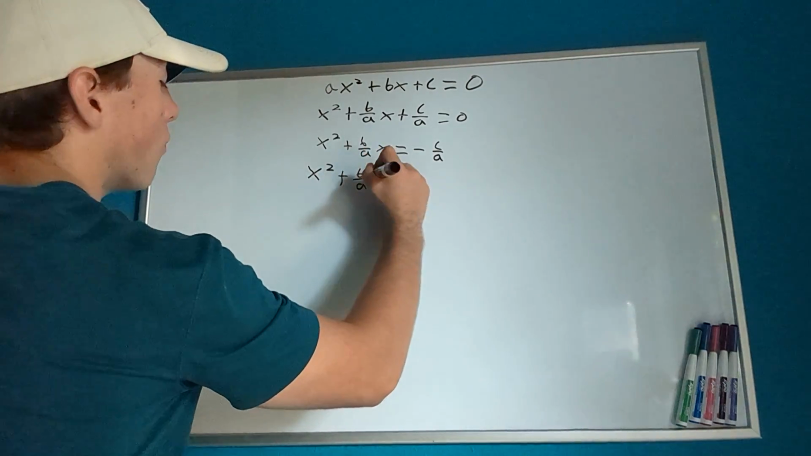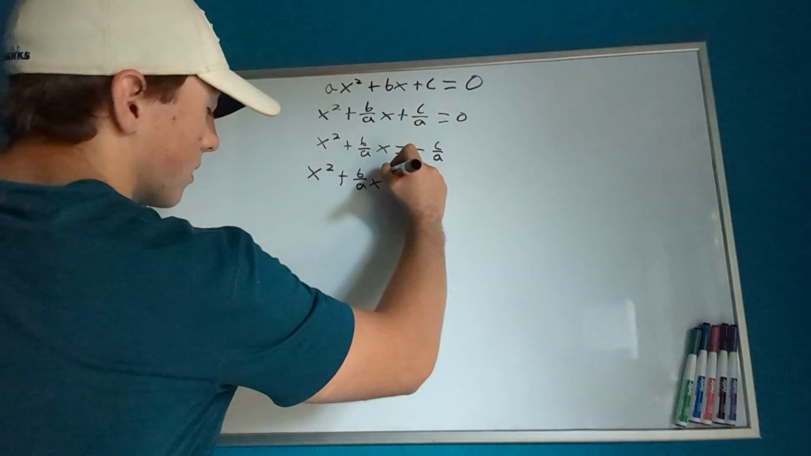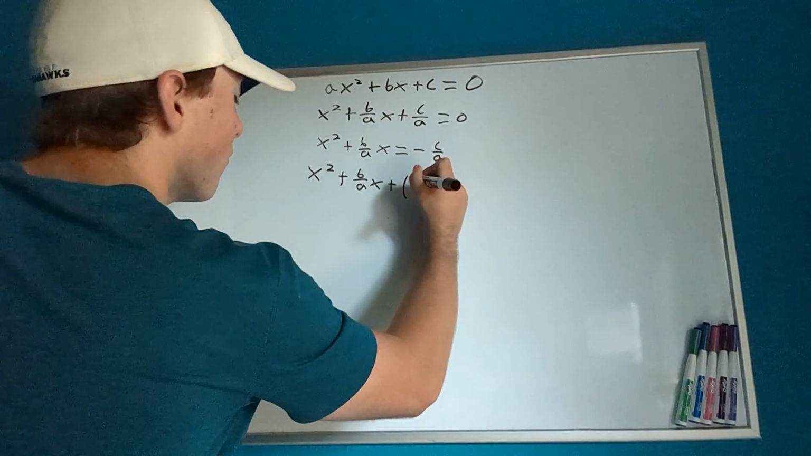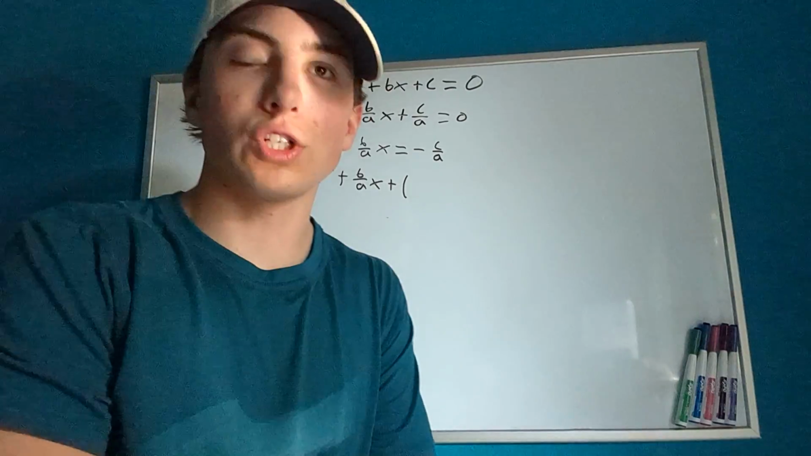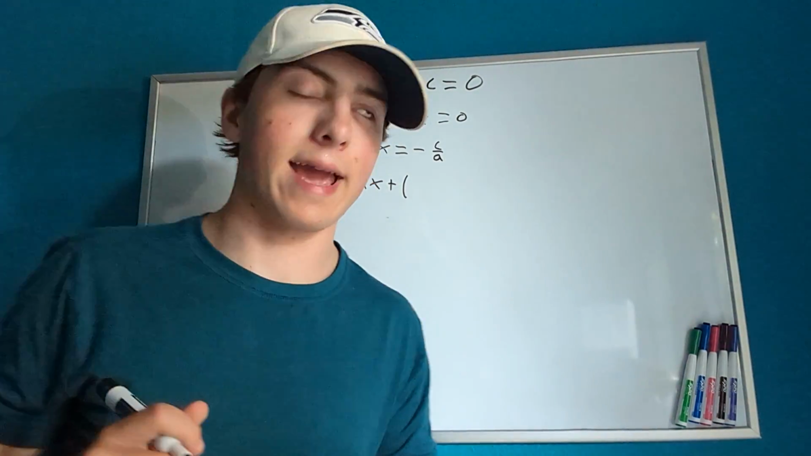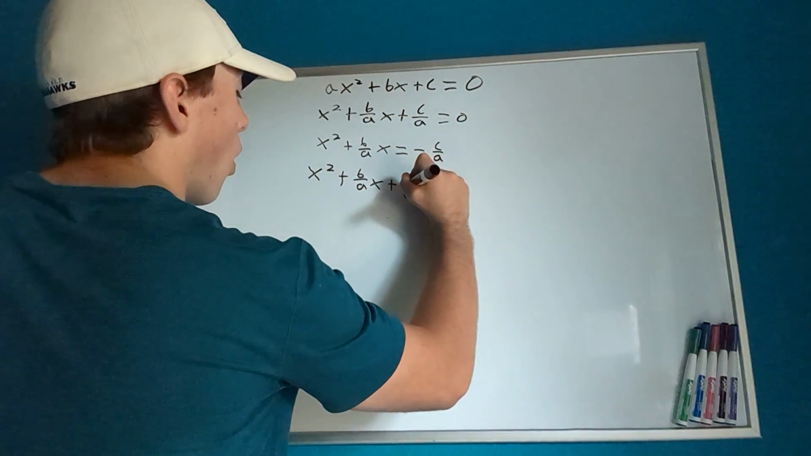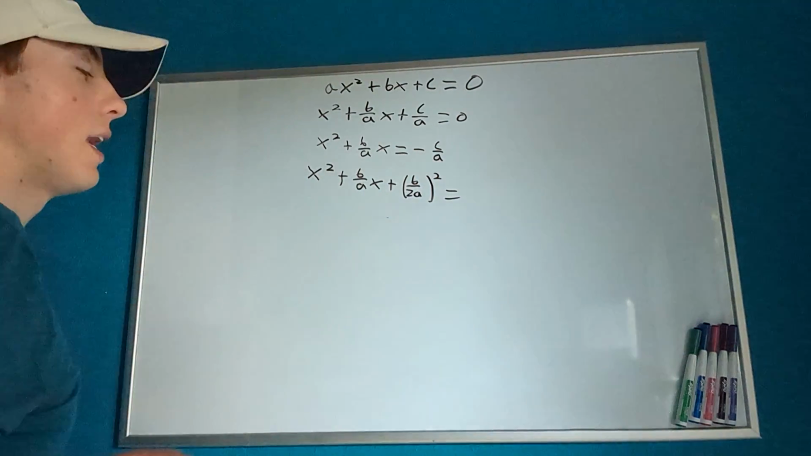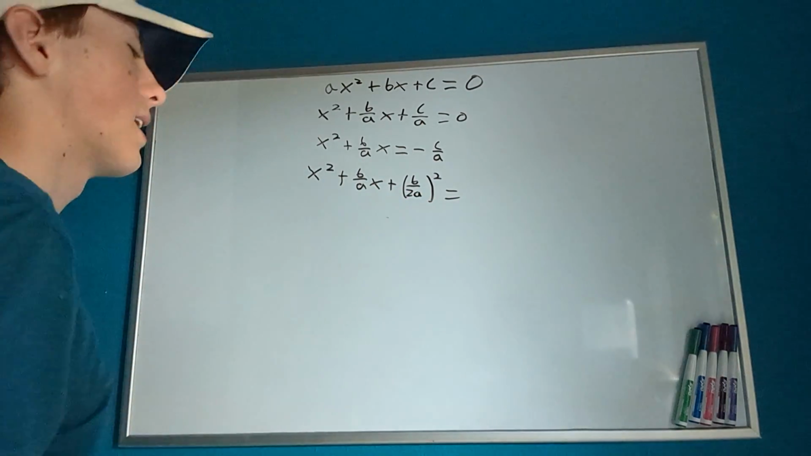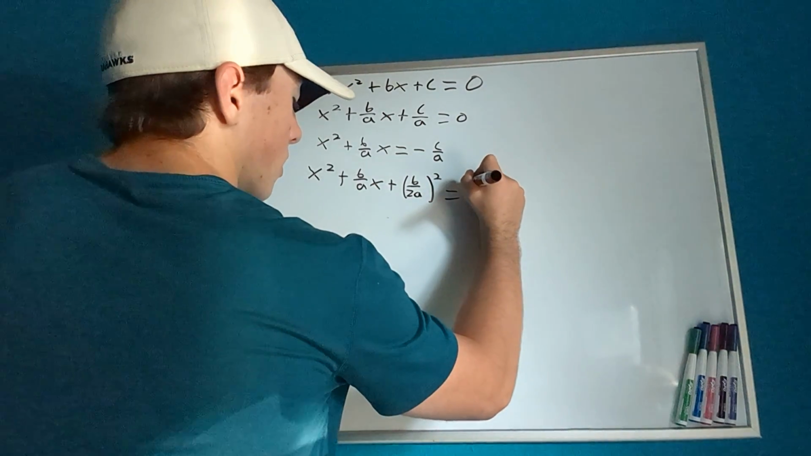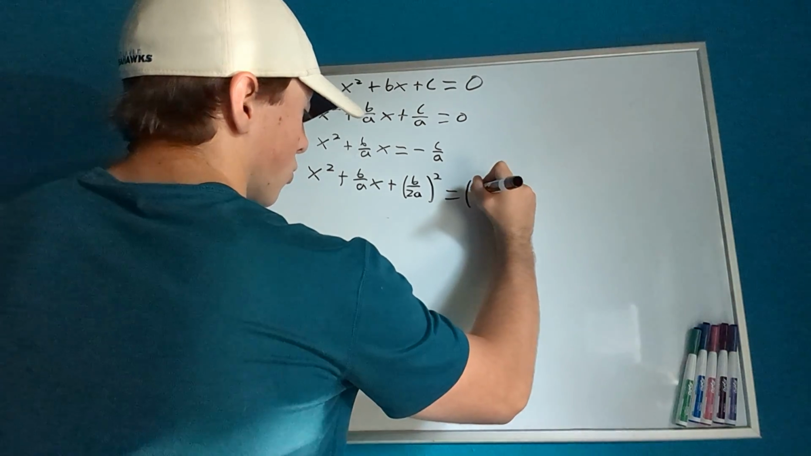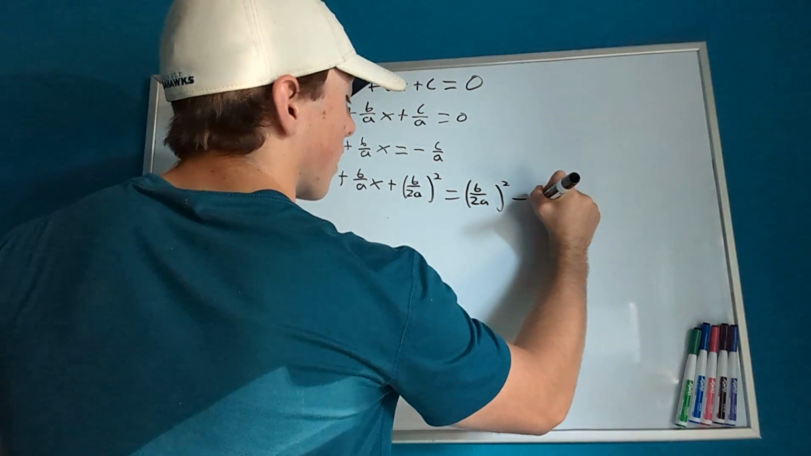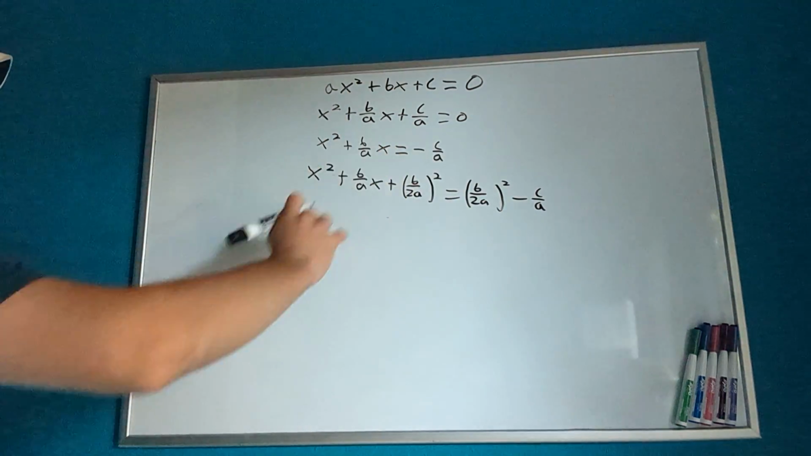So what we want to do now is take half of b over a and square it. So half of b over a is b over 2a, because it's b over a times 1/2. All right, so b over 2a squared equals, and if we add this to this side, we have to add it to that side as well, and that makes sure that the equality stays true. So b over 2a squared minus c over a. Right? You can see that these are still equal to each other.